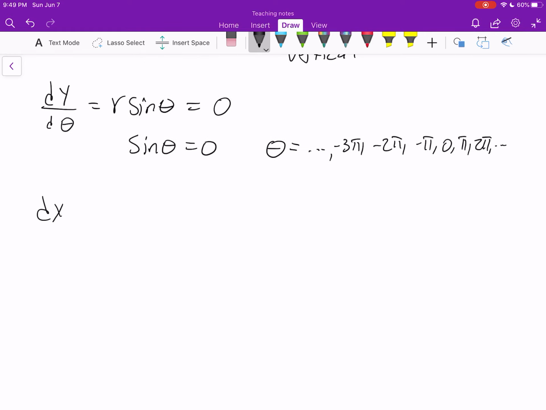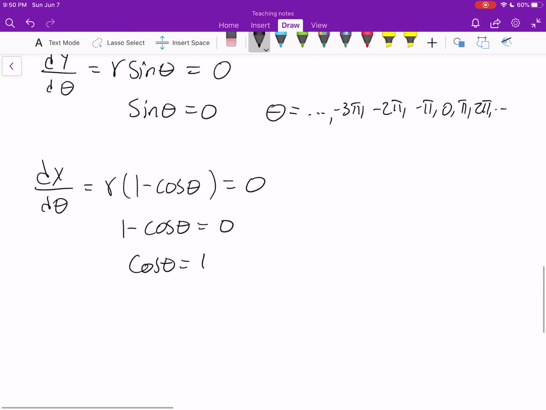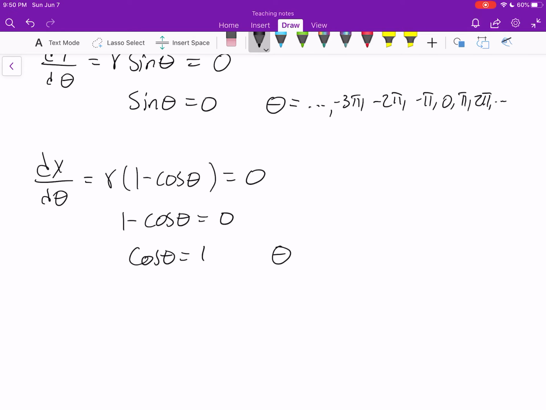So dx/dθ, we already did that, that's r times (1 minus cosine theta). If this is 0, that tells me that 1 minus cosine theta is equal to 0, which tells me cosine theta is equal to 1. Well, what values is cosine theta equal to 1? I need to be careful here. It's not any integer multiple like it was with sine. For example, cosine of 0 is 1, but cosine of pi is negative 1. It's only the even multiples of pi.